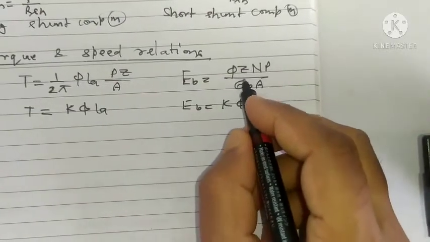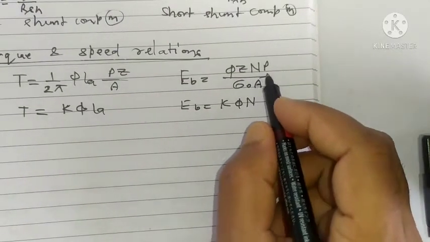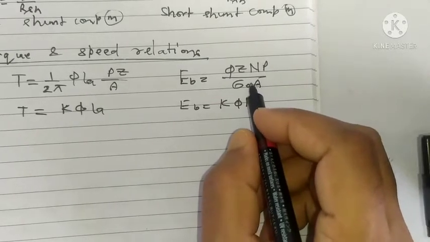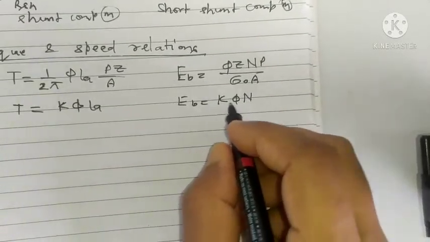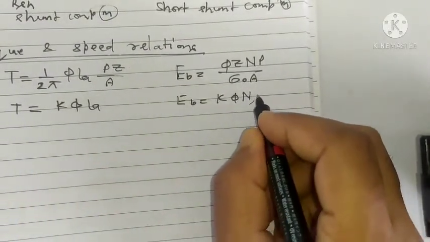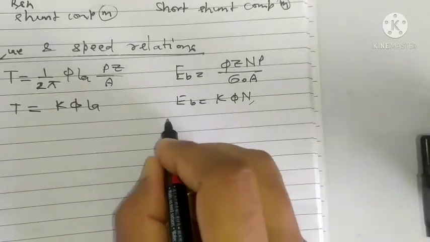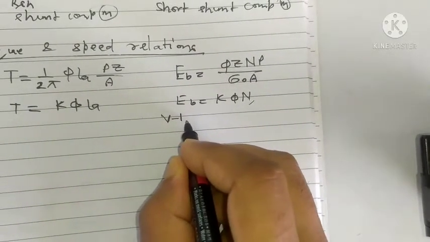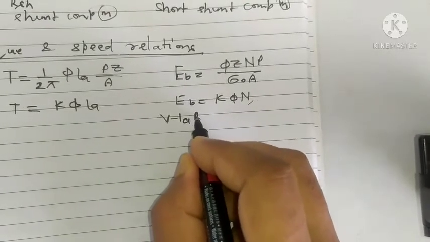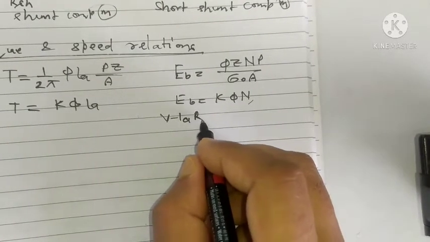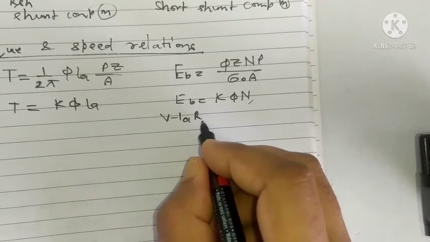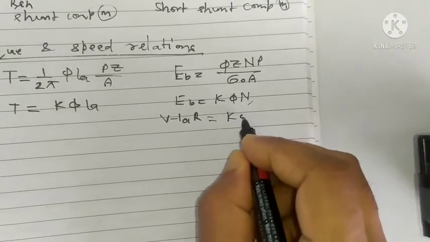We know Z, number of conductors, P, number of poles, A, number of parallel paths for a given motor will be constant. So it will be written like K phi N, and it is also given as V minus Ia R, where R may be Ra in case of a shunt motor, or in case of a series motor it will be Ra plus Rsc, which will also be given as K phi n.